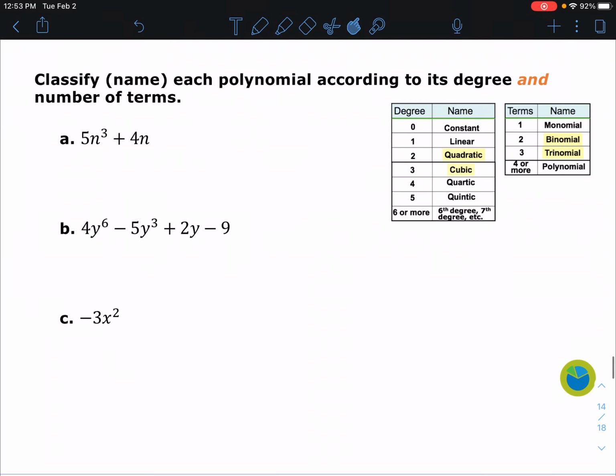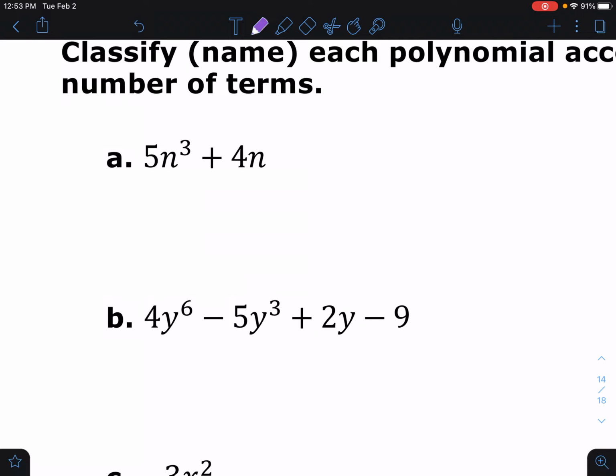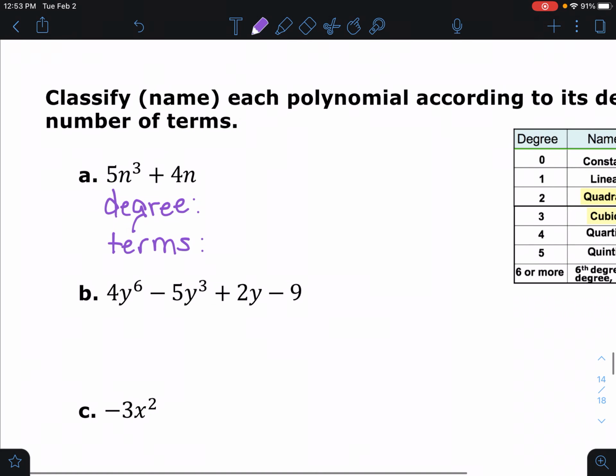Okay, so here's how that works. Classify, or name, each polynomial according to its degree and number of terms. Okay, so I'm just going to say degree, and then how many terms does it have? Okay, so the degree, remember, you want to find the degree of each term. This has a degree of 3, and this one has a degree of 1. The degree of a polynomial is whatever one's the biggest. So this would have a degree of 3.